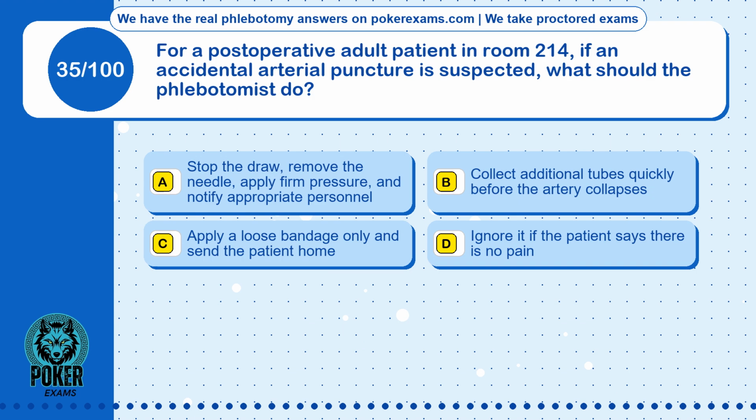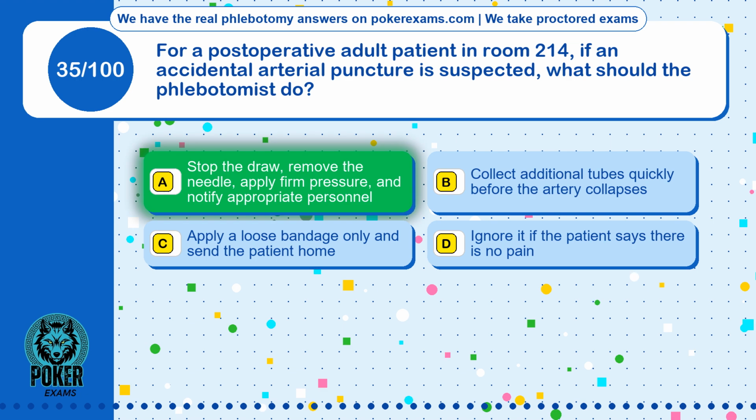Question 35. For a postoperative adult patient in room 214, if an accidental arterial puncture is suspected, what should the phlebotomist do? Option A. Stop the draw, remove the needle, apply firm pressure, and notify appropriate personnel. Option B. Collect additional tubes quickly before the artery collapses. Option C. Apply a loose bandage only and send the patient home. Option D. Ignore it if the patient says there is no pain.